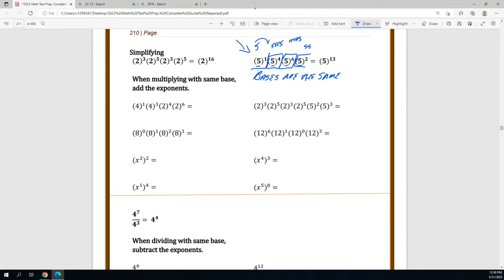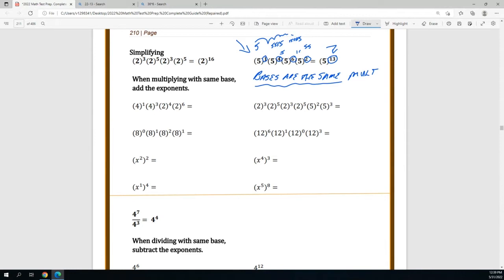Well, you could just count all these 5s, which is really the same thing as taking these exponents, which tell you how many 5s there are. Just add them up. 1 and 4, that's 5. 5 and 6 more, that's 11. 11 and 2, well, that's 13 5s being multiplied together. So if your bases are the same and you're multiplying, again, you have to be multiplying, then you can just add all of these exponents together to get this sum.